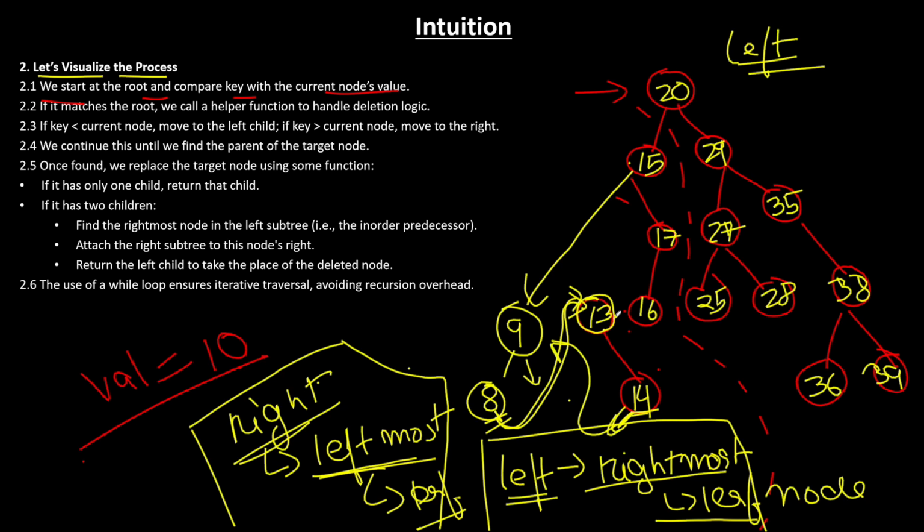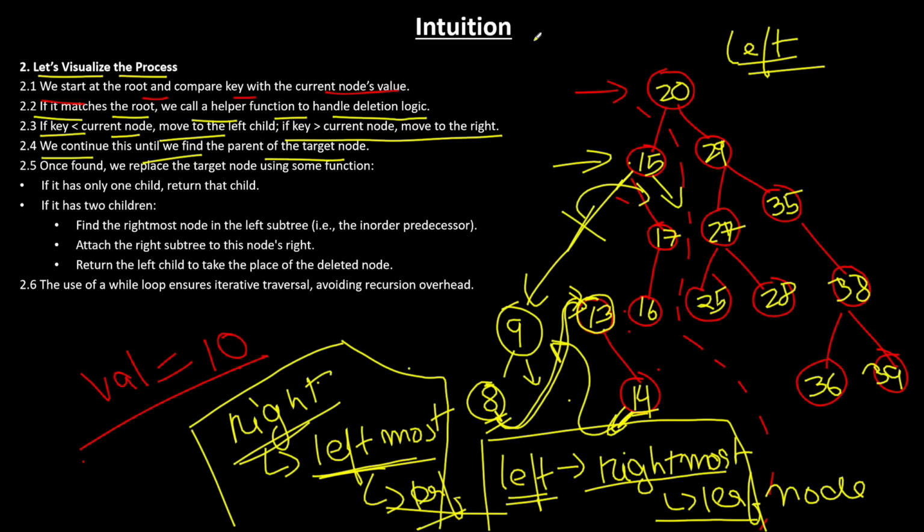And this is the particular clarity of this particular question. That is what is written here. If it matches the root, we call a helper function to handle the deletion logic. Helper function is basically finding out the node for doing the connectivity. If the key is less than the current node, we move to the left child, and this is the BST logic itself. Yeah. So we continue this until we find the parent of the target node. Parent of the target node, as I said, that parent node is necessary because the parent's left. Suppose this is the left case, right? It might have been that the value would have been on the right side also, right? Then everything would be the same. Only this particular edge will get replaced with this particular edge. So then it will be the node's right.